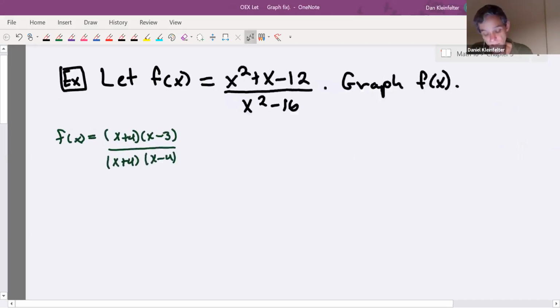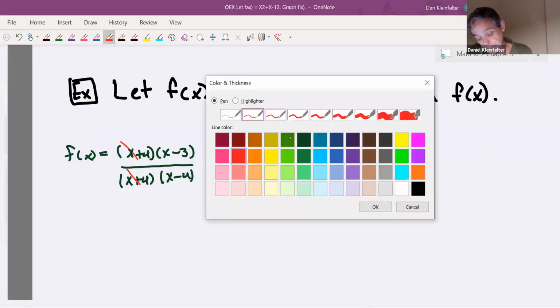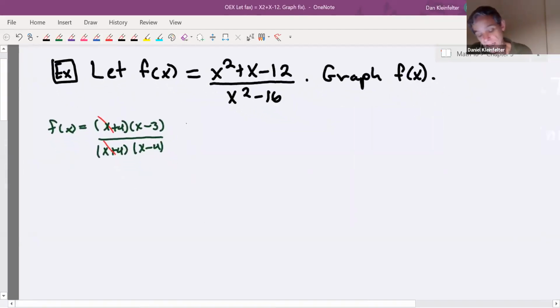So this is our first example where we have a removable discontinuity. When those factors of x plus 4 divide out, we'll see that this function is basically going to behave like x minus 3 over x minus 4, except for the fact that it is undefined at negative 4. So let's continue. Then for intercepts, as far as a y-intercept, that will be f of 0.